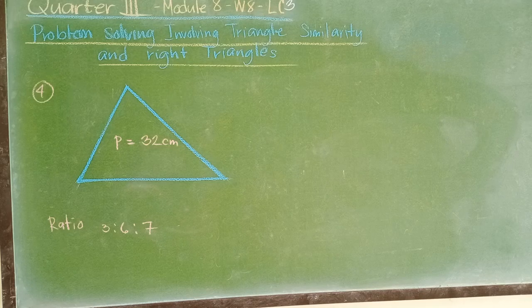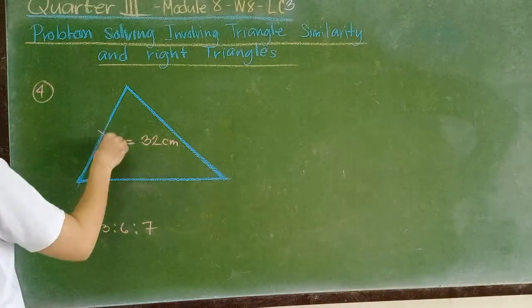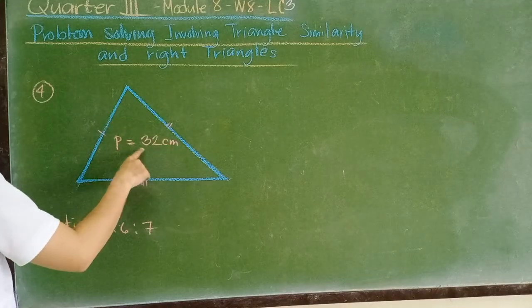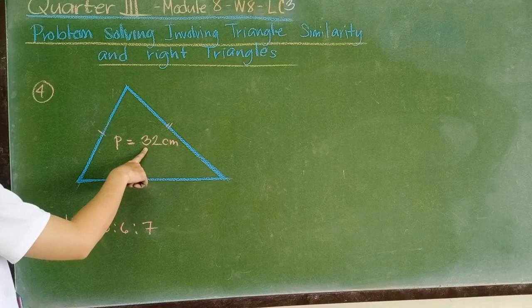For number 4, the perimeter of a triangle is 32 centimeters. Find the ratio, and the ratio of the sides are 3, 6, 7. 3 is to 6 is to 7. Find the length of each side of the triangle. So, sabi dito sa number 4, pag pinag-add ko daw yung length ng tatlong side na yan, equal daw sa 32 centimeters.